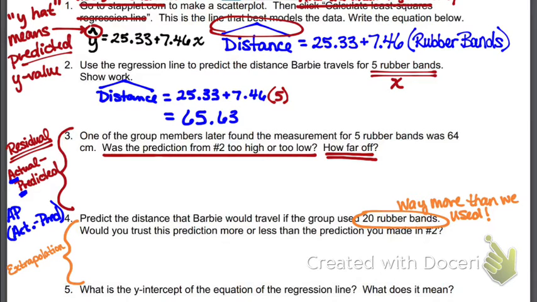Should we include units with that? Yes. What would our units be here? Centimeters. Yep. Does anybody have any question about number 2?